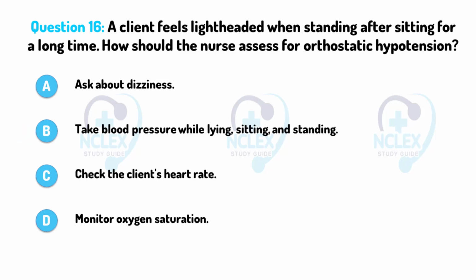Question 16. A client feels lightheaded when standing after sitting for a long time. How should the nurse assess for orthostatic hypotension? A. Ask about dizziness. B. Take blood pressure while lying, sitting, and standing. C. Check the client's heart rate. D. Monitor oxygen saturation. Correct answer. B. Take blood pressure while lying, sitting, and standing. Explanation. Orthostatic hypotension is diagnosed by a significant drop in blood pressure, greater than or equal to 20 millimeters of mercury systolic or greater than or equal to 10 millimeters of mercury diastolic upon standing.